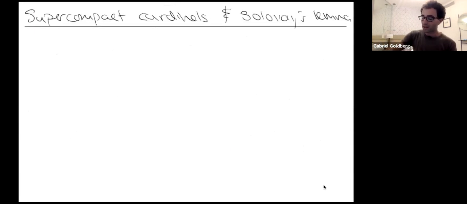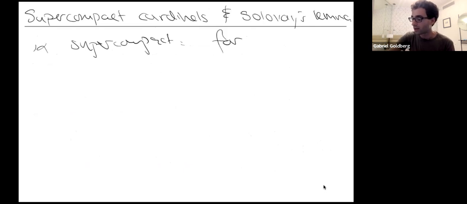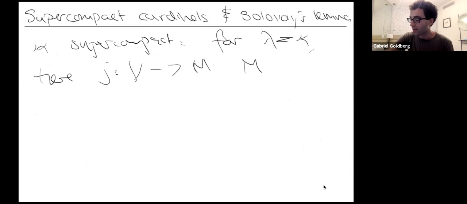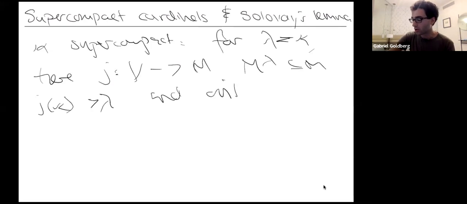So remember, I defined supercompact cardinals by this definition in terms of the elementary embeddings. So kappa is supercompact if for all lambda greater than or equal to kappa, there's a j from V to M with M to the lambda contained in M, and j of kappa is greater than lambda, and critical point of j is equal to kappa. I think I wrote the conditions in exactly the reverse order the previous time.